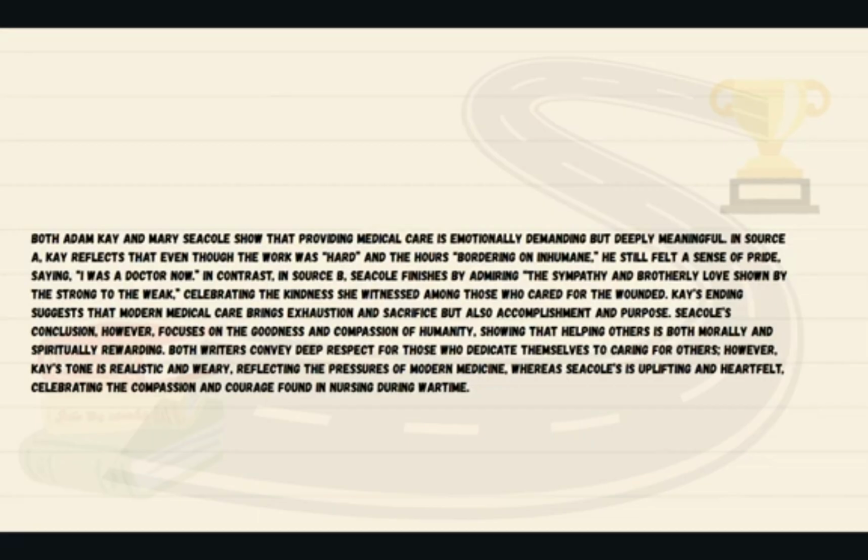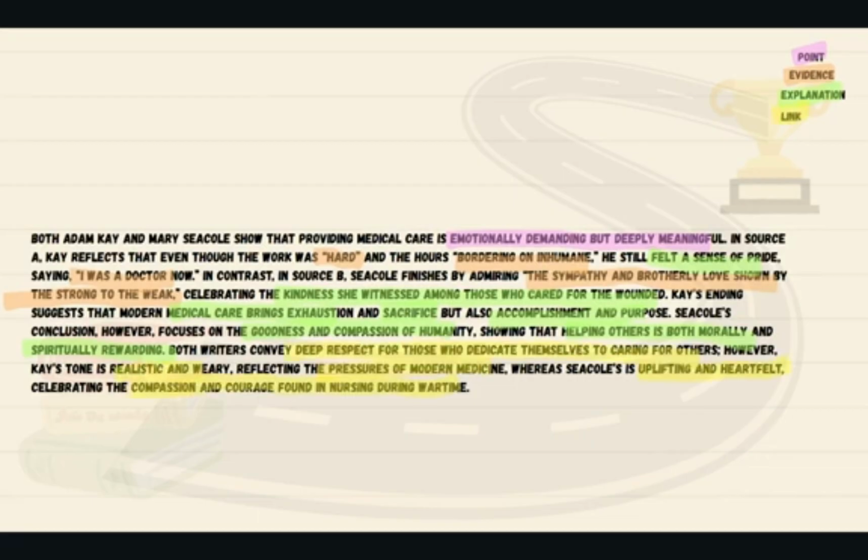If we highlight and analyze this paragraph together, we can see in pink we have our point of the paragraph, in orange are our quotes and evidence, in green is our explanation, and lastly in yellow is the link back to the focus of the question.